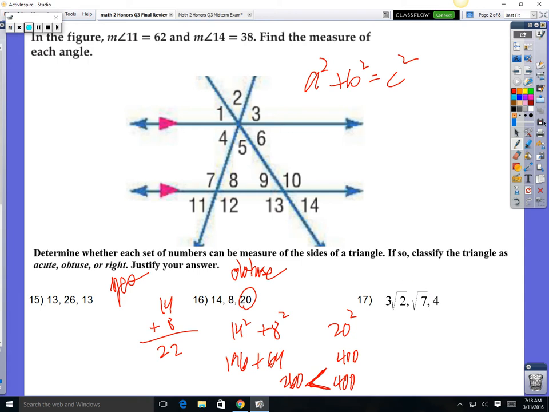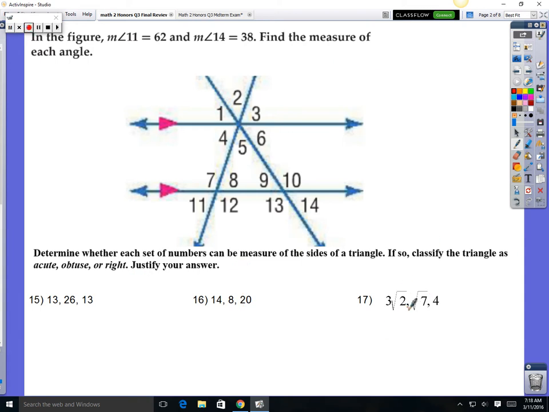Okay, now 17. If you have square roots, change them to decimals. So if I do 3 square roots of 2, that decimal is 4.24. Square root of 7 is 2.64. Okay, this one's the biggest. And if I add the small ones, 4 plus 2.64, that's going to give me 6.64. 6.64 is bigger than 4.24, so yes, you can make a triangle.